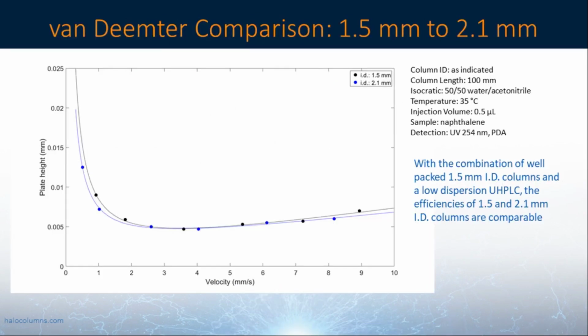Now, as a summary to the dispersion section of this presentation, I'd like to present this Van Deemter comparison of a Halo 1.5 millimeter to a Halo 2.1 millimeter ID column. You can see with the combination of well-packed 1.5 millimeter ID columns and a low dispersion UHPLC, the efficiencies of 2.1 and 1.5 millimeter are comparable. We estimated the dispersion for this particular UHPLC to be 2 microliters squared, just for reference.